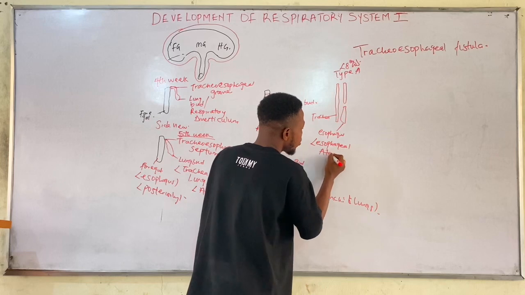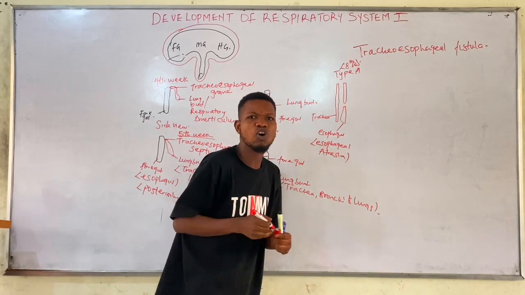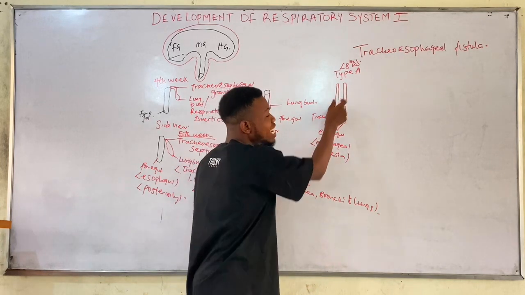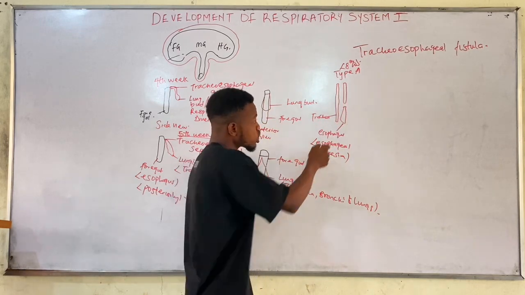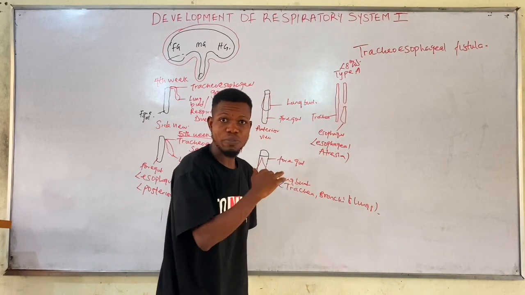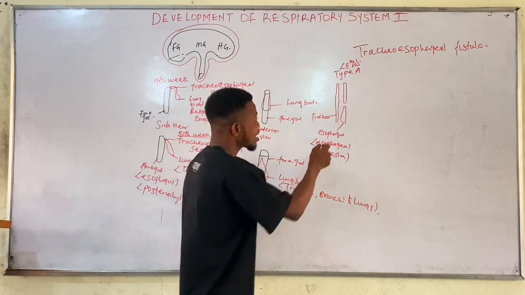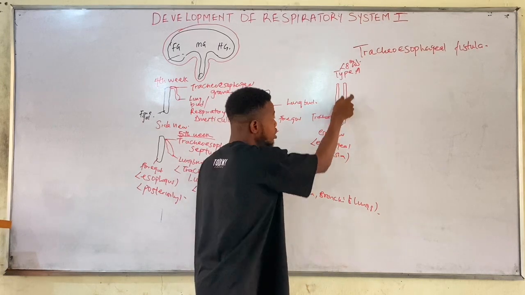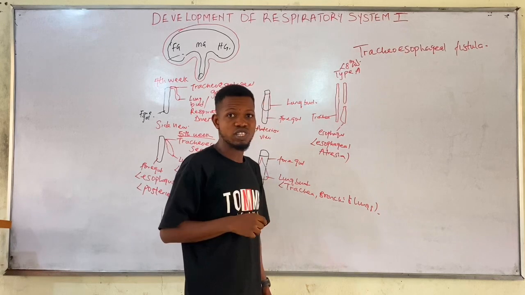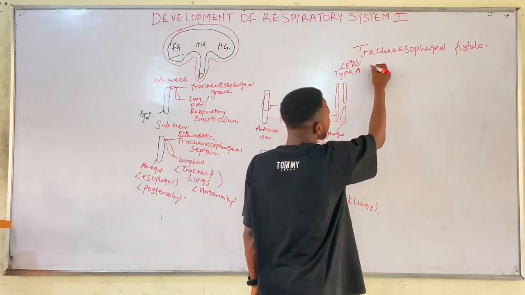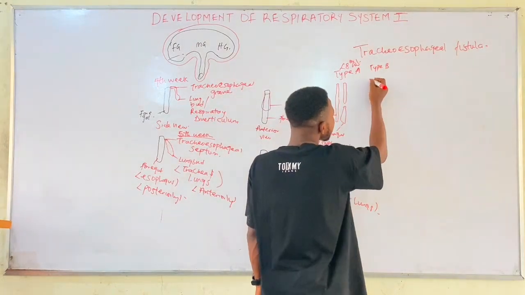What is the meaning of esophageal atresia? It's a condition whereby there is loss of communication between the esophagus and the stomach. You know, the esophagus should connect to the stomach, so the communication is lost. As a result, the esophagus ends in blind pouches. That is what we call esophageal atresia.